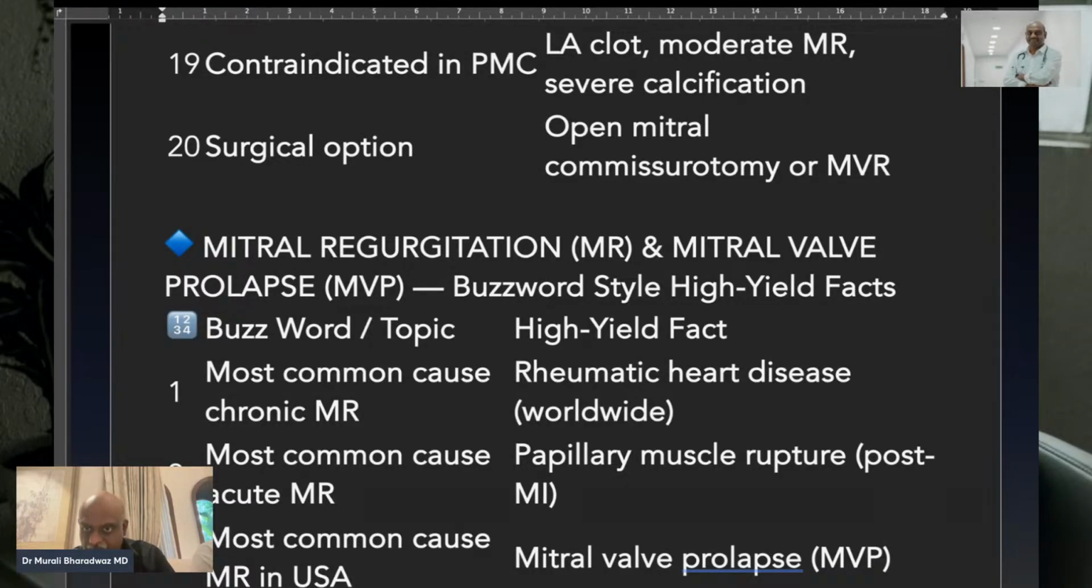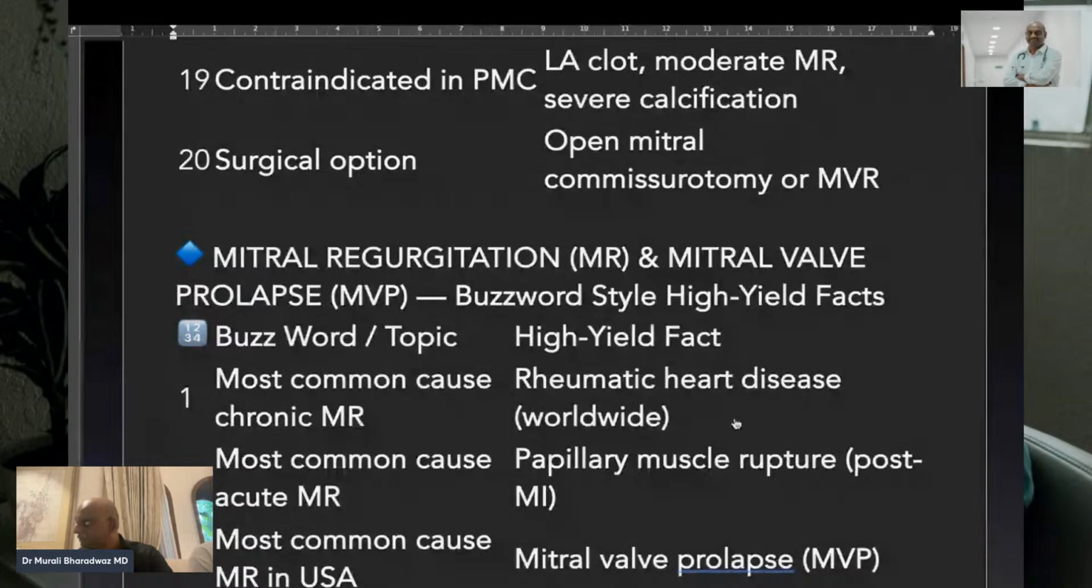Graham Steell murmur is the soft, mid-diastolic murmur of pulmonary regurgitation, PR, as much as Austin Flint is of AR.